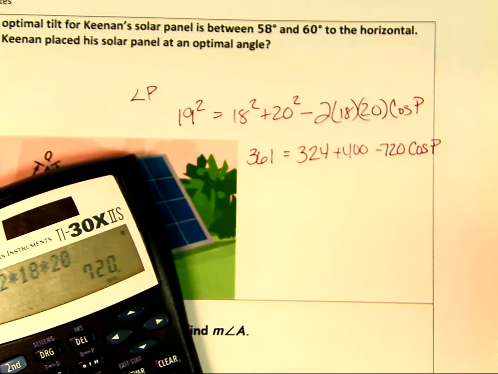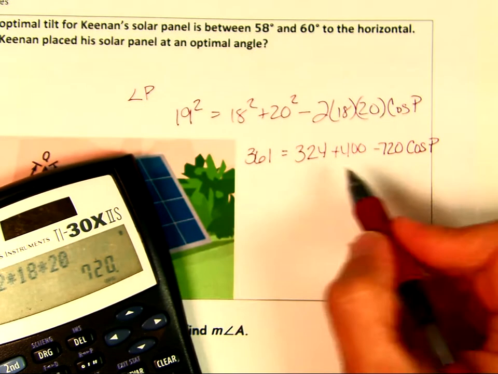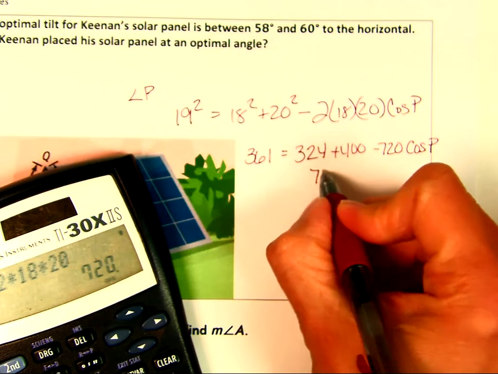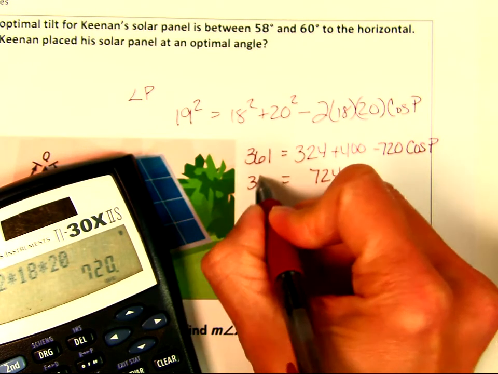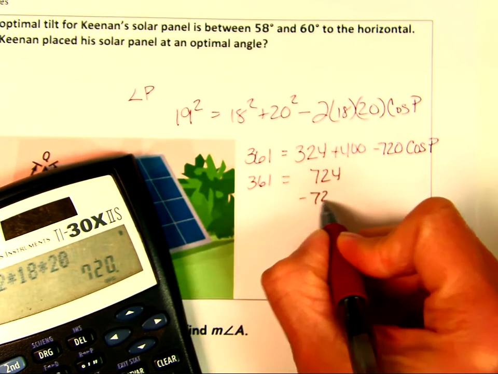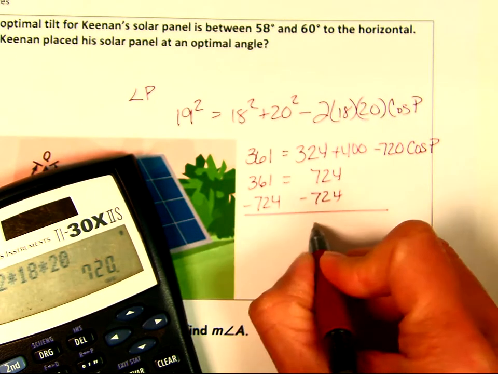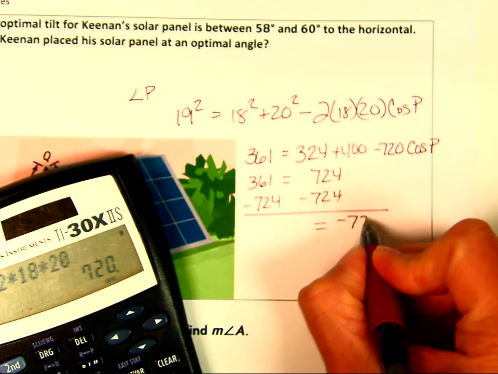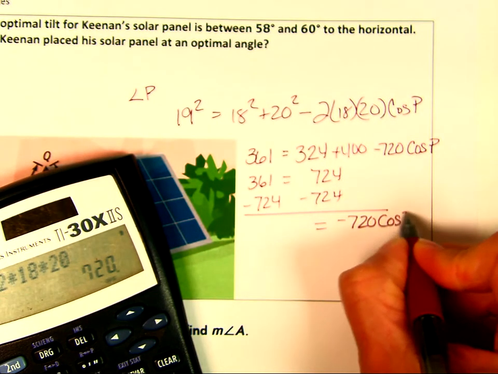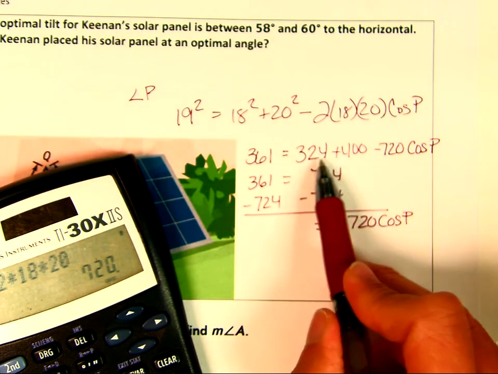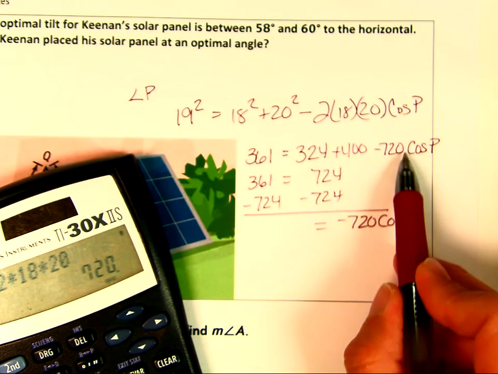So if you remember when you solve equations, you've got to get rid of the things that are added or subtracted first. So this is 724. So I'm going to subtract 724 from both sides. And when I do that, what's going to be left over here is a negative 720 cosine P. What most people do wrong is they subtract the 720 from this. And you can't do that because there's not a plus or minus sign here.